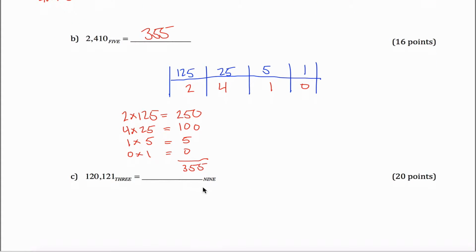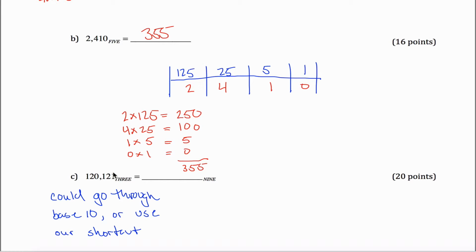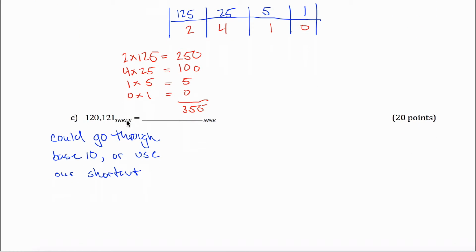Part C here. Now we're going from base 3 to base 9. You could go through base 10, or you could use our shortcut. So anytime you're converting from one base to another base when neither of those are base 10, one option you have is take this number, change it into base 10, figure out how many donuts this represents, and then figure out how to buy that many donuts in a base 9 donut shop.